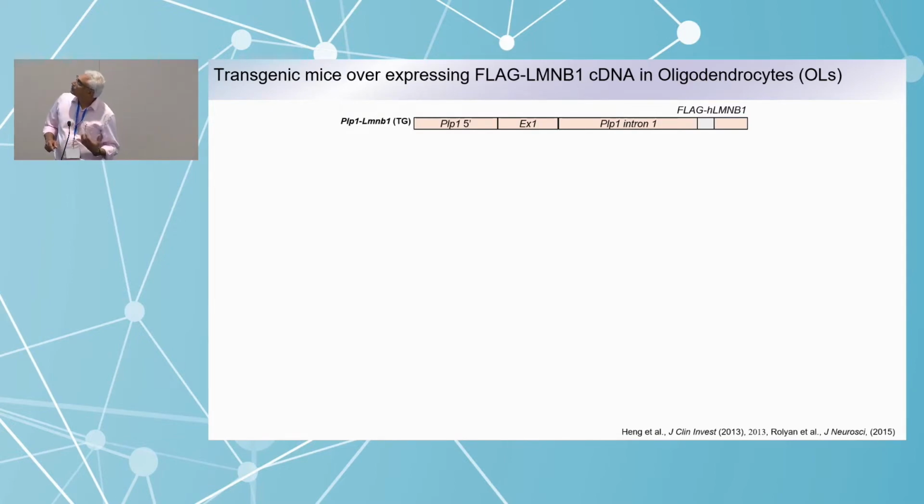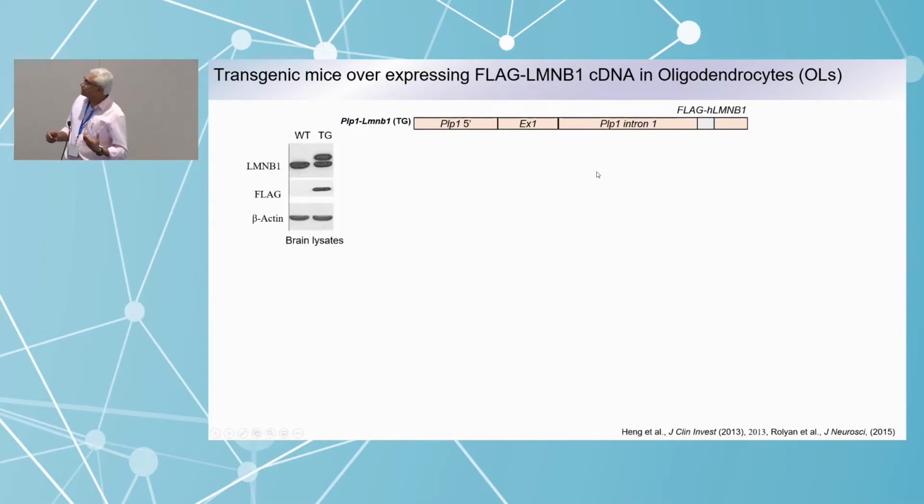So this is a model that we made a few years ago where we introduced the human lamin B1 gene under the control of a PLP promoter. PLP1 is a gene that's highly expressed in oligodendrocytes. So this promoter targets the expression of lamin B1 specifically to oligodendrocytes. And because it has a flag tag, you can actually distinguish the exogenous and the endogenous lamin B1. So you can see there's probably about twice the amount of lamin B1 as compared to the wild type.